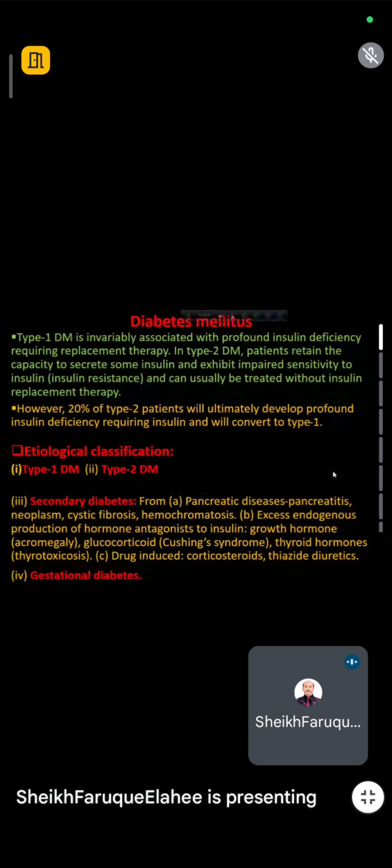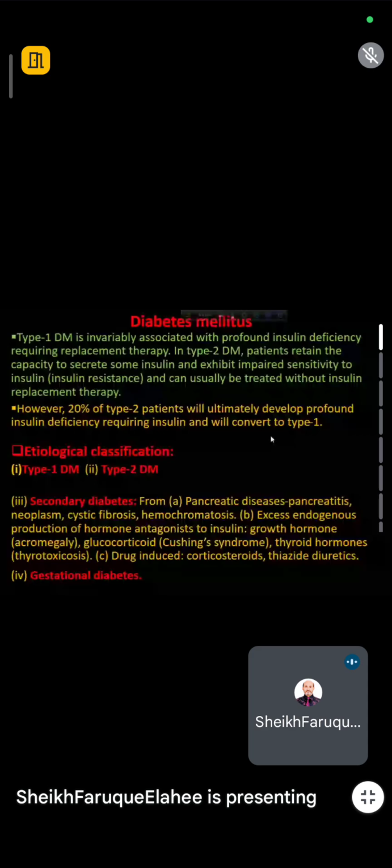And if I have type 2 diabetes for a longer time, say I survive another 15 years or 20 years, then my reserve of insulin producing cells will be less and less, and ultimately I will become type 1 again, and I will have to take insulin, otherwise I will die. I hope you understand. So you see, it is said that 20% of type 2 patients will ultimately develop profound insulin deficiency requiring insulin and will convert to type 1.